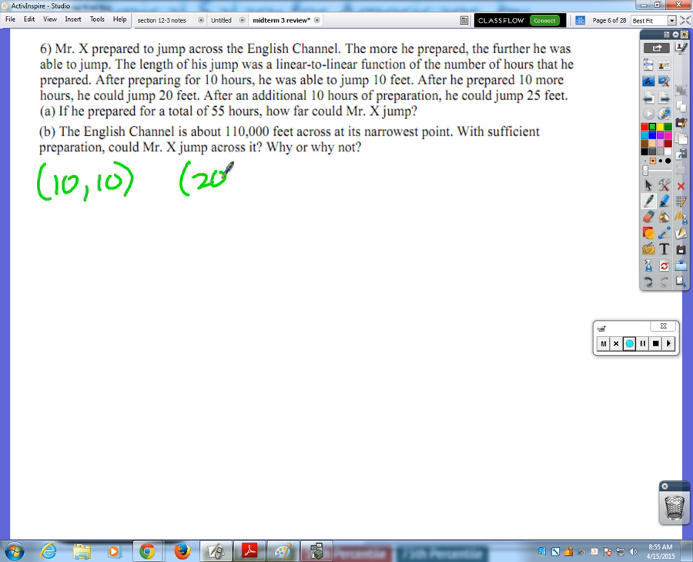After he prepared for 10 more hours, he could jump 20 feet. So does that mean 20 goes with 20? That seems weird to me. After some more hours, you could jump 25 feet. If you prepared for a total of 55 hours, how far could Mr. X jump? So this is the linear thing, right?